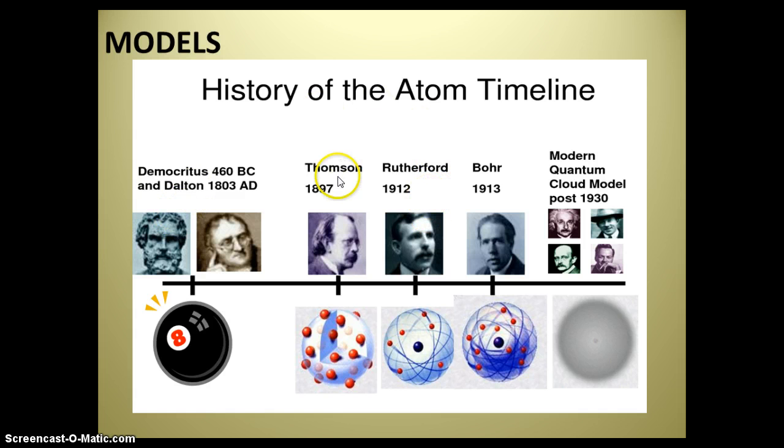Rutherford was J.J. Thomson's student. He modified Thomson's idea. And then Bohr modified Rutherford's idea. And then these four guys, Einstein, Heisenberg, Planck, they got together and modified Bohr's idea. And so this modern quantum cloud model is what we currently use.